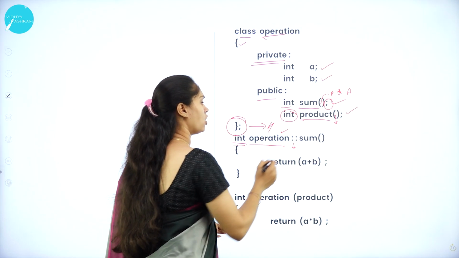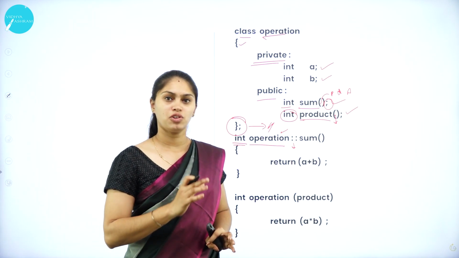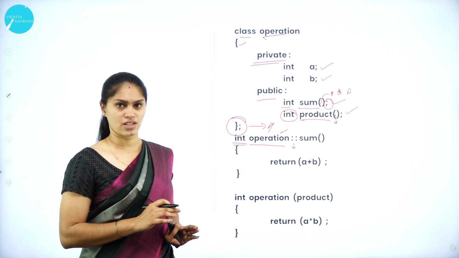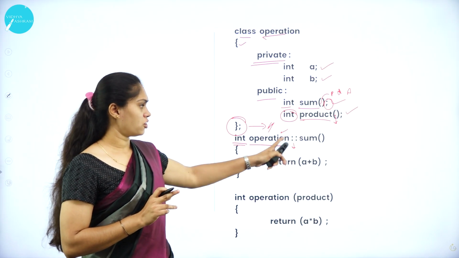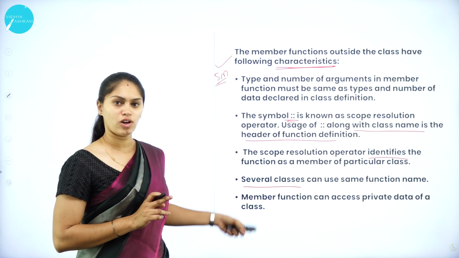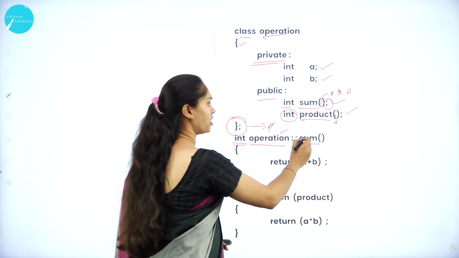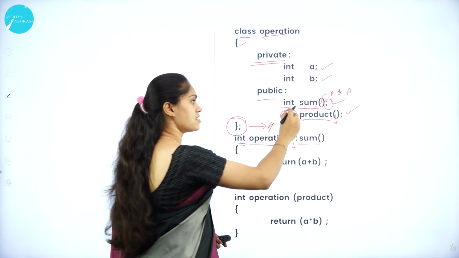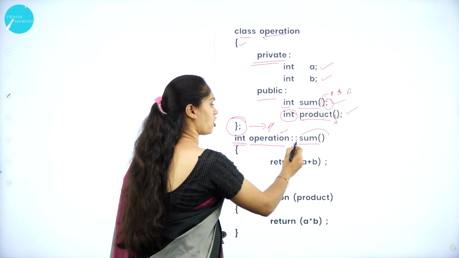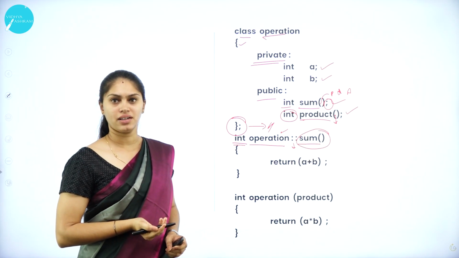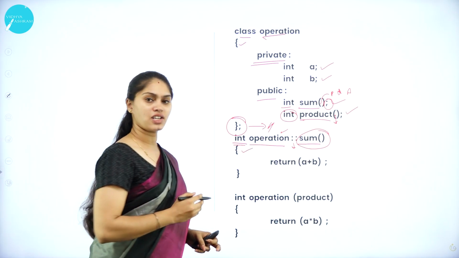Then the scope resolution operator. What is it going to do? It is going to help the member function to be defined outside the class definition. After that I need to specify the member function. In order to specify this member function, I need to follow all these characteristics. So sum. How did I declare this sum inside the class? Is there any argument or parameter? No. So in the definition also it should not comprise any parameter. What is the member function name here? Sum, and this indicates the function body.